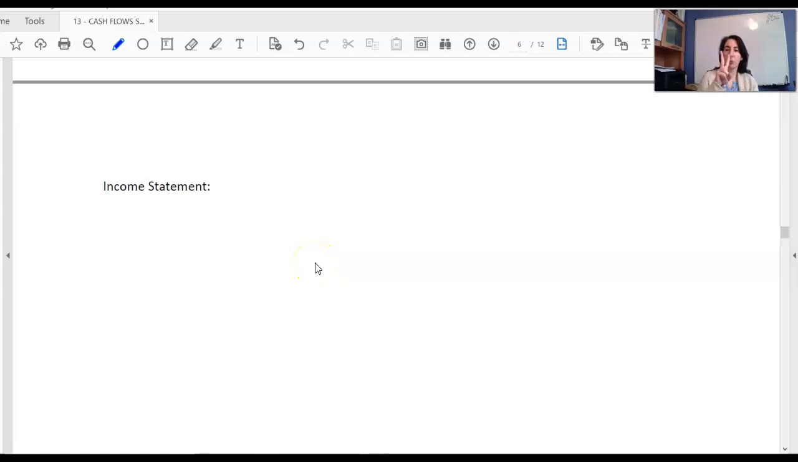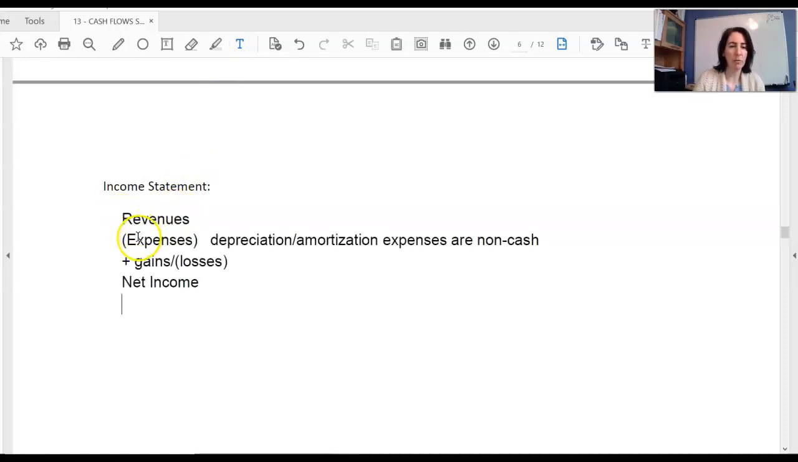All right, part 2, statement of cash flows. Before we start looking at this, and we're going to be preparing the statement of cash flows here, I want you to think about the income statement for a second. What we normally see in the income statement is revenues minus expenses, right? Revenues minus expenses plus or minus any gains and losses gives you net income, right?